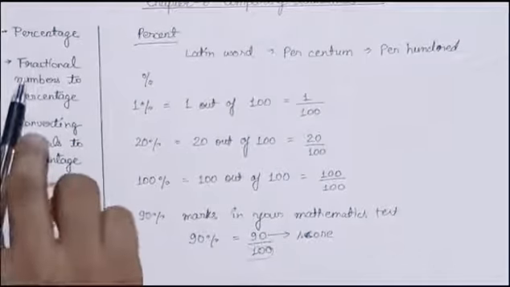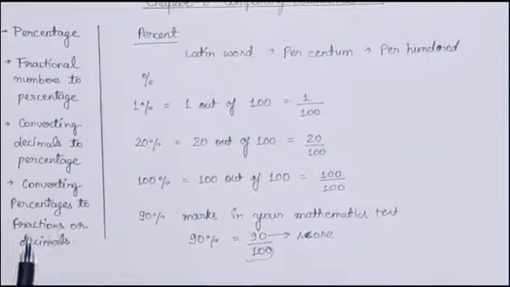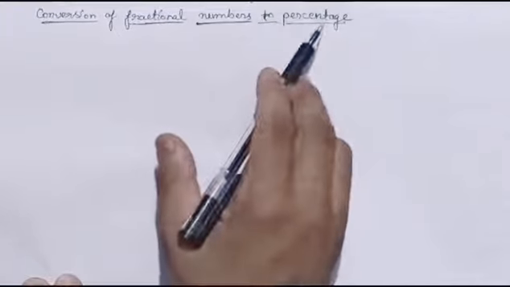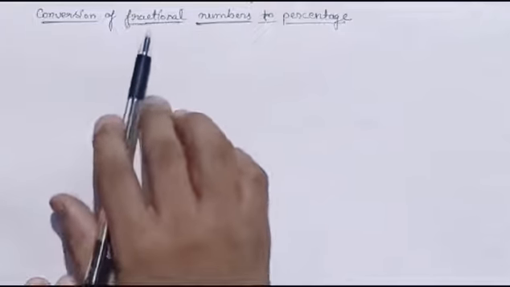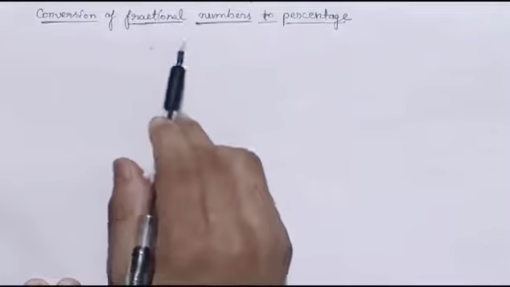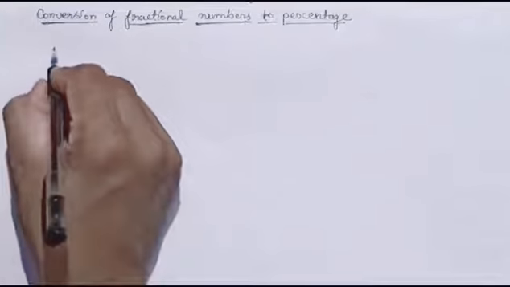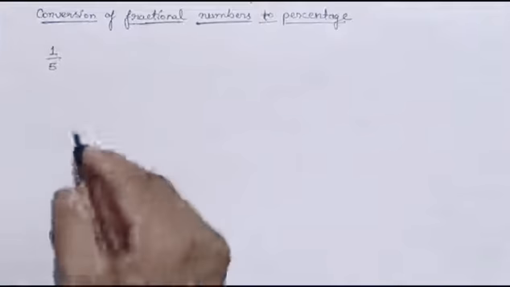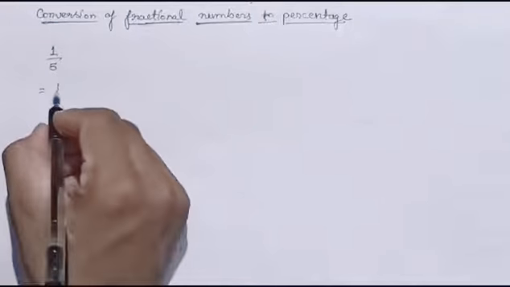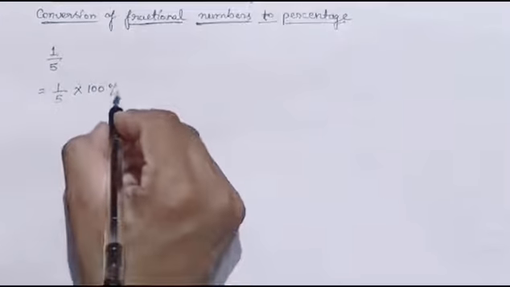Now we will see how to convert fractional number to percentage, converting decimal to percentage and percentage to fraction or decimals. Now let us see conversion of fractional number to percentage. Whenever you have to convert a given fraction to percentage, then what you do? You just multiply the given fraction by 100 and put the percentage sign. For example, suppose we have given a fraction 1 by 5 and we have to convert this fraction into percentage. Then what we can write? 1 by 5 can be written as 1 by 5, multiply it by 100 and put the percentage sign.